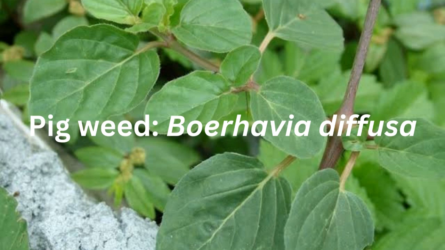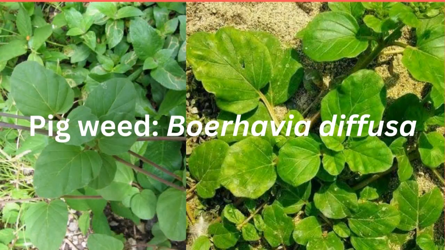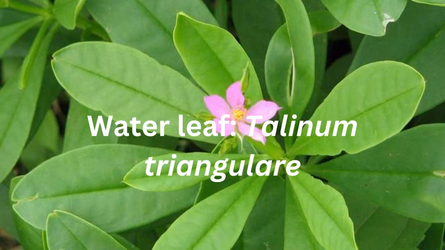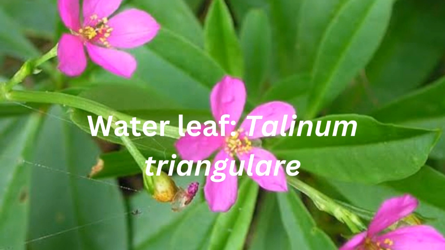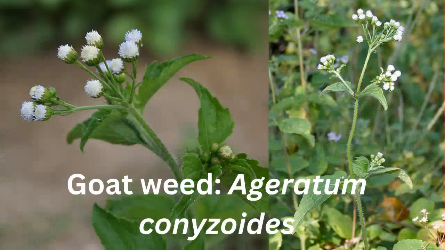Then the next one here is pigweed, which is botanically referred to as Boerhavia diffusa. If you look at it, take note of the leaves. Some of these weeds look alike because of the leaves, but they are not exactly the same if you look closely. And the next one is water leaf, which is scientifically referred to as Talinum triangulare. The water leaf sometimes may not be referred to as a weed because it is edible to humans.